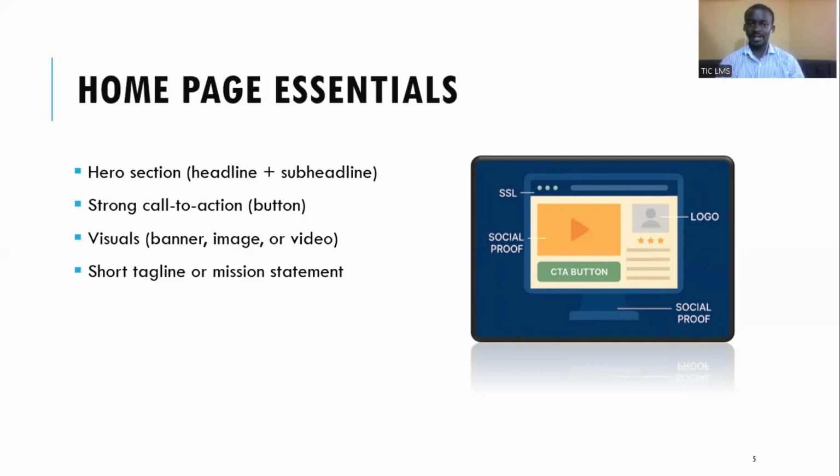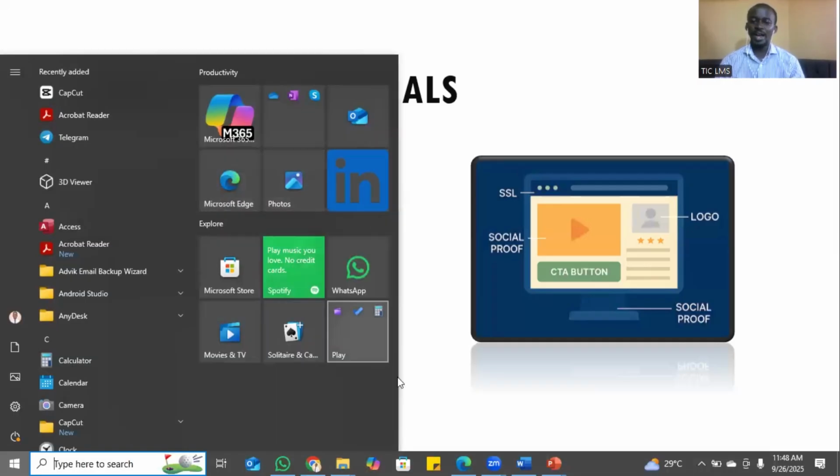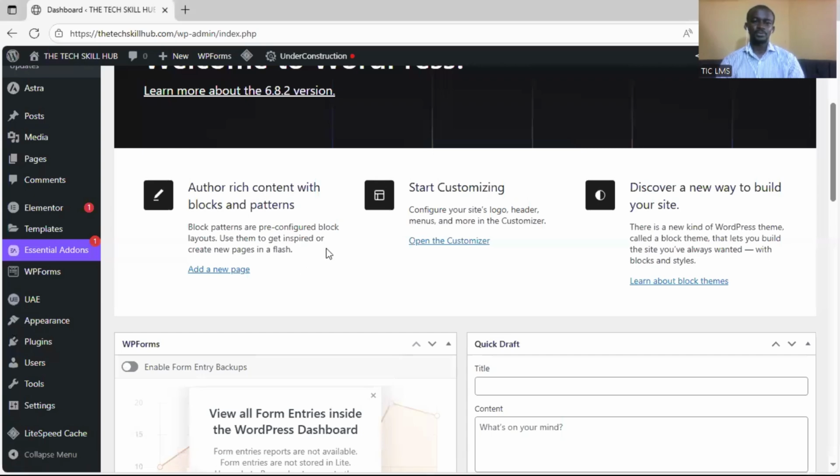Visuals, there will be banners, images, video. Now, I'm not saying that all of this needs to be there. There will be a short tagline or a mission statement that tells what the company is all about. All right, so we are going to be creating a home page in this particular video. So let's head over to our website.